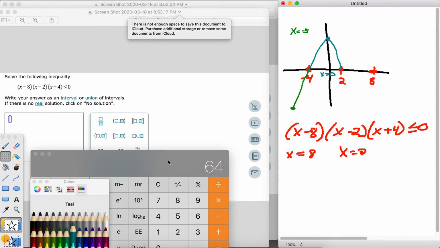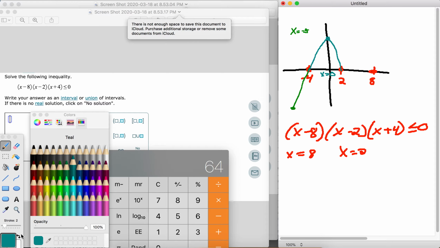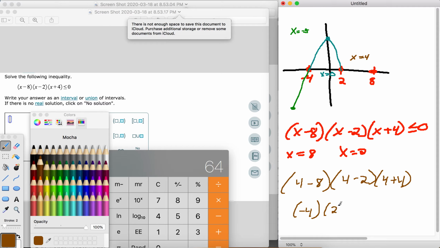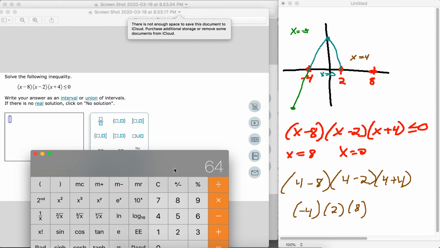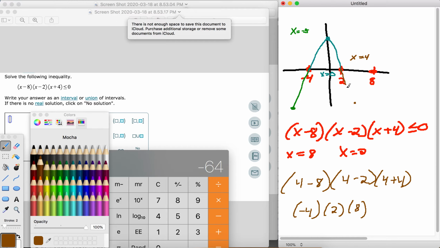So let's pick another one. Now we want to find something between 2 and 8. Even numbers usually are easier to do in my head, so I'm going to pick x equals 4, but you could have picked x equals 3, x equals 5. If you plug 4 in here for x, 4 minus 8 makes negative 4. 4 minus 2 makes 2. 4 plus 4 makes 8. So we know the number is going to be negative, and that's pretty much all you really need to know. What the actual number is doesn't really matter, but negative 4 times 2 makes negative 8, times 8 makes negative 64. So it's going to be somewhere way down here.